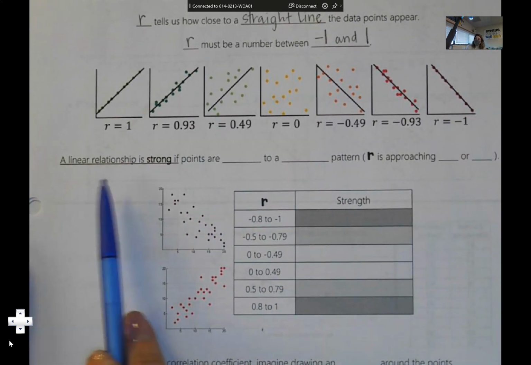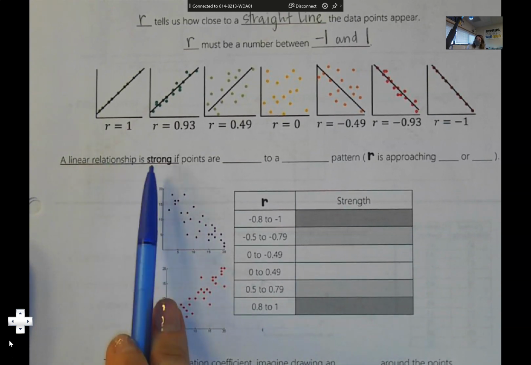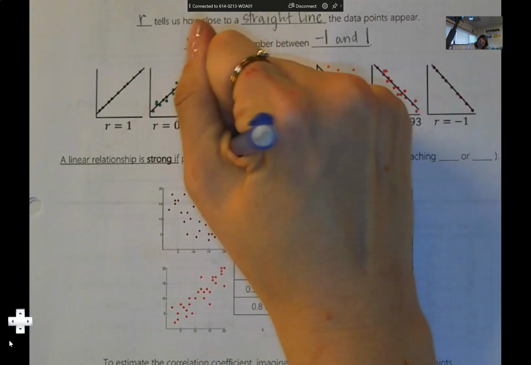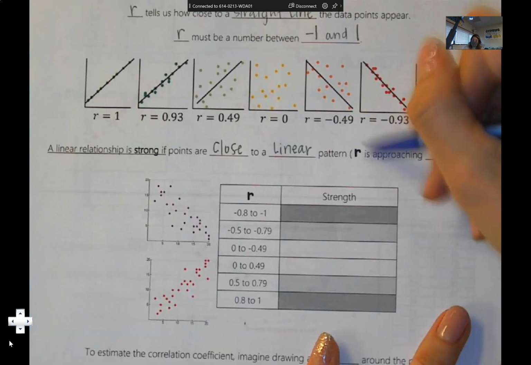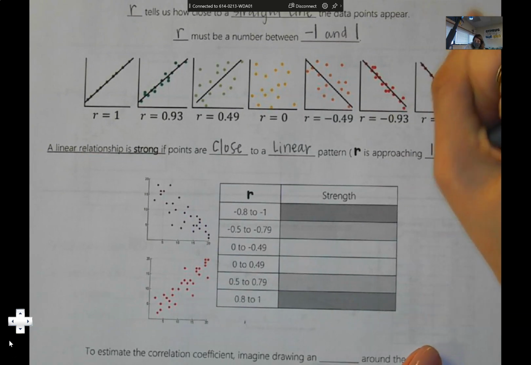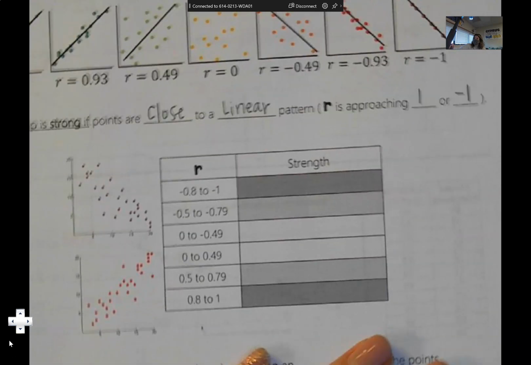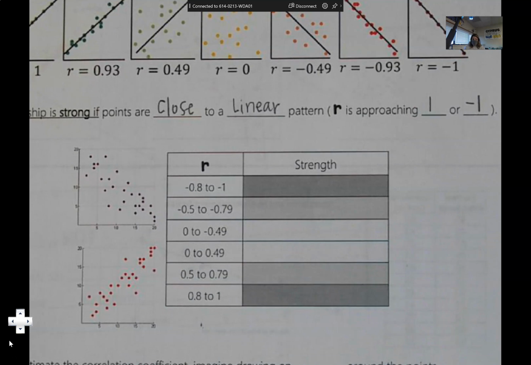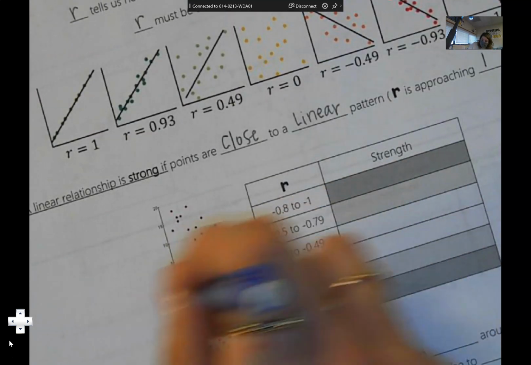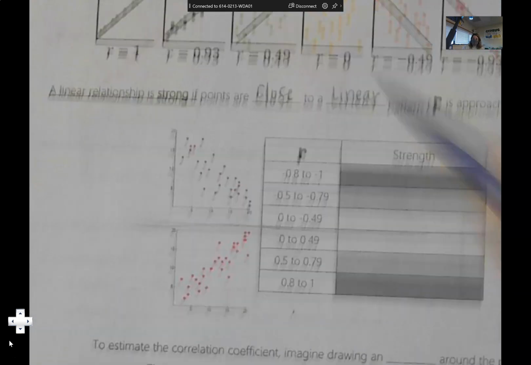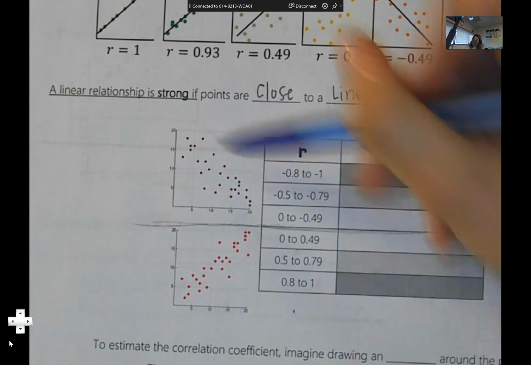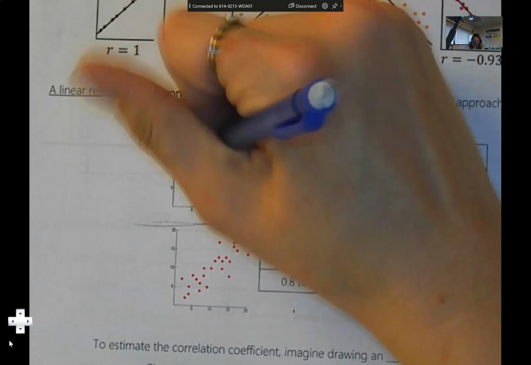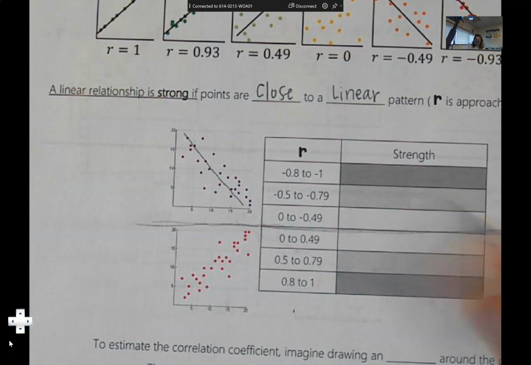Okay, so now that we've made some of those connections, we can say a linear relationship is strong if points are close to a linear pattern, which we already knew, but now we know that the value of r is approaching 1 or -1. The closer you get to 1 or -1, the stronger the relationship is. The reason these scatter plots are here is to help you make the connection that if the r value is negative, the relationship is going down. Remember, you can always draw that line in. And if it's positive, then your association is also positive.